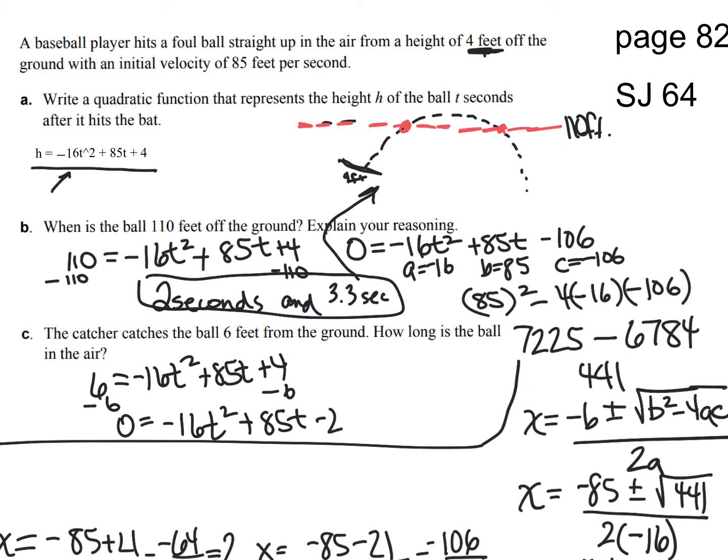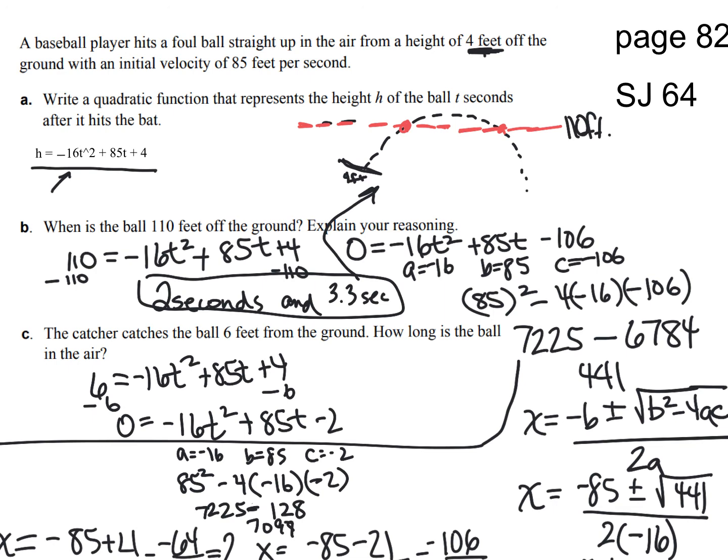And then I'm going to do the discriminant. A is negative 16, B is 85, C is negative 2. So 85 squared minus 4 times a times c. 7,225 plus 128, no, minus. A negative times a negative is a positive, positive times a negative is a negative. So that is a minus 128. 7,225 minus 128 is 7,097.